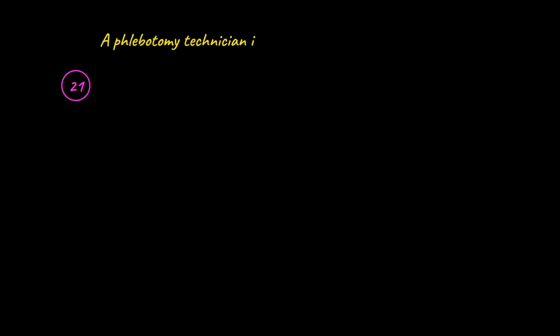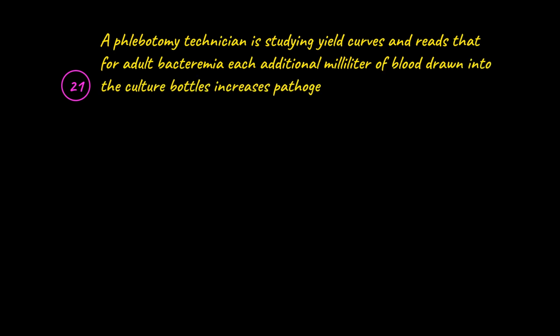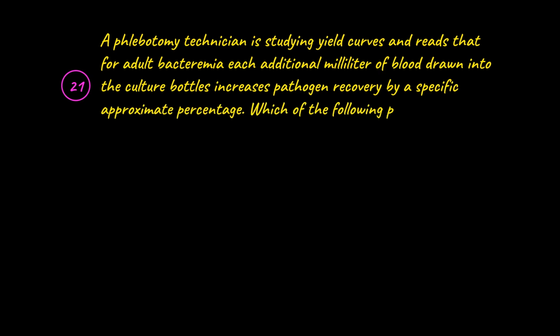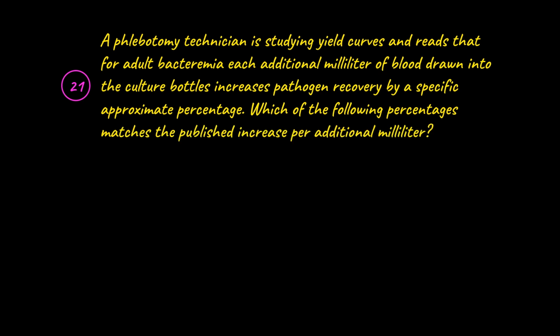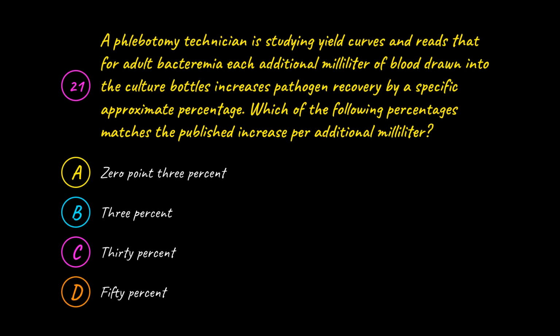Question 21. A phlebotomy technician is studying yield curves and reads that for adult bacteremia, each additional milliliter of blood drawn into the culture bottles increases pathogen recovery by a specific approximate percentage. Which of the following percentages matches the published increase per additional milliliter? Your options are A. 0.3%, B. 3%, C. 30%, D. 50%. Pick one. Trust your gut. Here's your chance to test yourself.